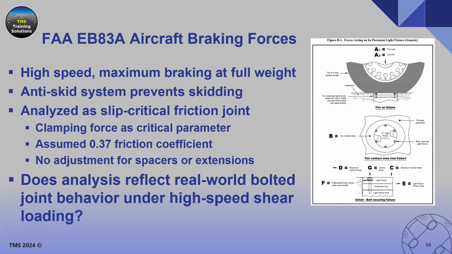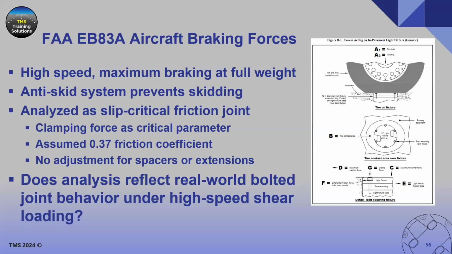And EB83 also analyzes the joint as a slip critical friction joint, meaning that any movement of any of the pieces within the joint when under shear loading is considered a failure of the joint. Now, does that mean the bolts will fracture and the light will dislodge from the base can? No, not necessarily. It just means that there's going to be movement, and over time that movement can lead to other types of failures. EB83 assumes clamping force as the critical parameter in your bolted joint and a friction coefficient of 0.37, but that friction coefficient will vary depending on what materials you're using, what surface coatings you have, how many spacers or extensions, the length of your bolts. So that is definitely not a fixed value.